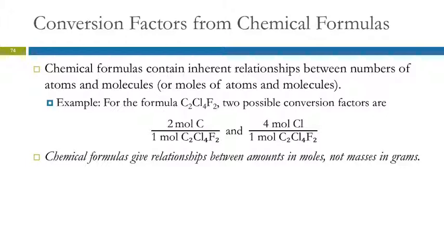What would the relationship for moles of fluorine to moles of compound be? Two, because it's F2. So 2 moles of fluorine per 1 mole. Chemical formulas give us relationships in moles. They do not give us relationships between masses in grams, but they give us the moles.